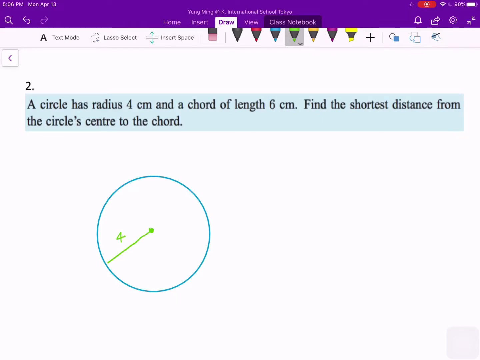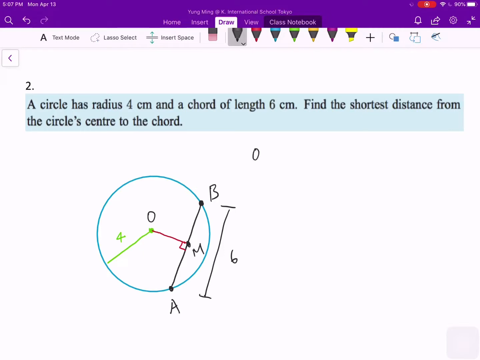And then we have another chord that has length 6. Let's say from here to here. And let's give it a name. We'll call it AB. How about that? So the full length of that is 6. And we want to find the shortest distance from the circle center all the way to here. We know that the shortest distance has to be the one that is perpendicular to the chord, right? You definitely won't think this one is the shortest distance. By convention, we always name the center O, and let's call this point M over here.